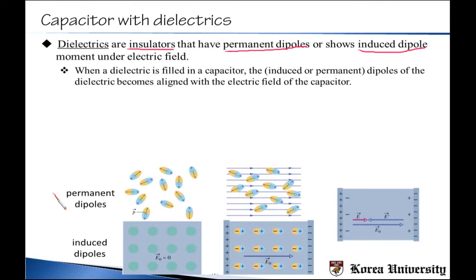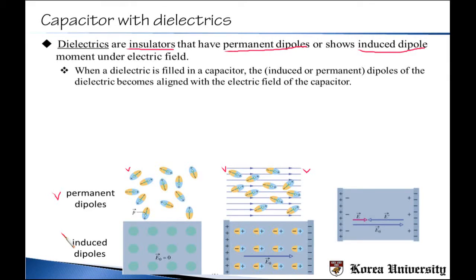The first is the dielectric with permanent dipoles. We learned about electric dipoles, right? So each of them here is an electric dipole, but their directions are more or less random. But once you apply an electric field, the negative sides are more or less aligned on the left side, and the positive sides are more or less aligned on the right side. So here we can say that they are poled. The right side will be positive and the left side will be negative under the external electric field.